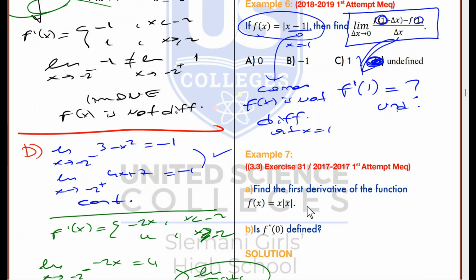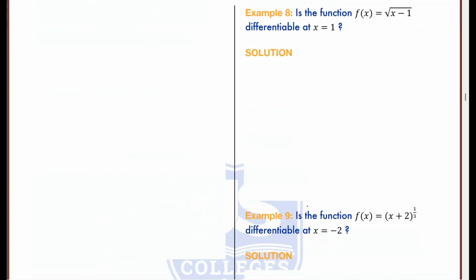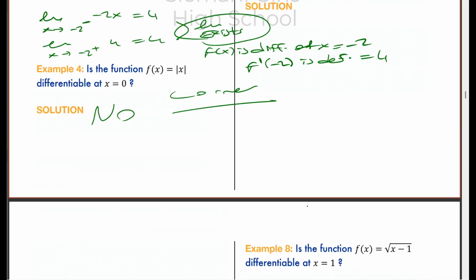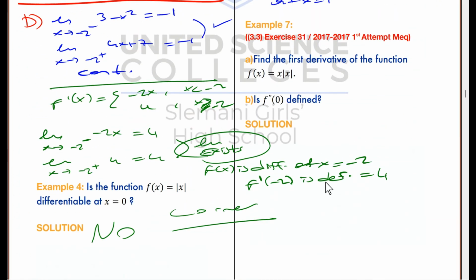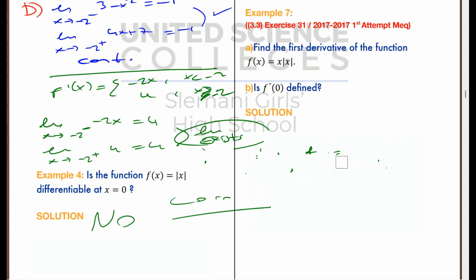All right. Final question about these kinds of functions. In the book, find the first derivative of this absolute value function. In order to take the derivative, we should write the function as piecewise first. Let's write this as piecewise. Or we can just use the first technique that we studied.